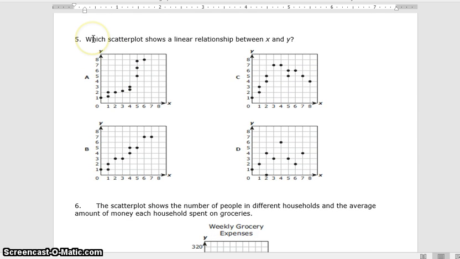Number 5. Which scatter plot shows a linear relationship between x and y? Linear. A, B, C, D. Which one is linear?